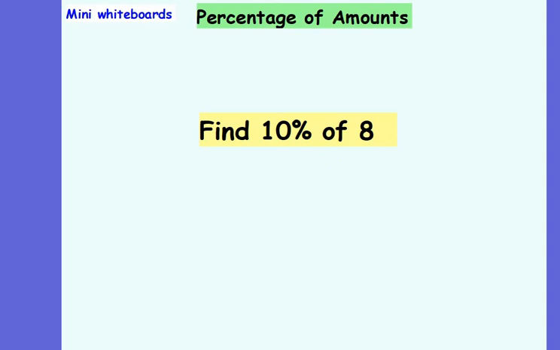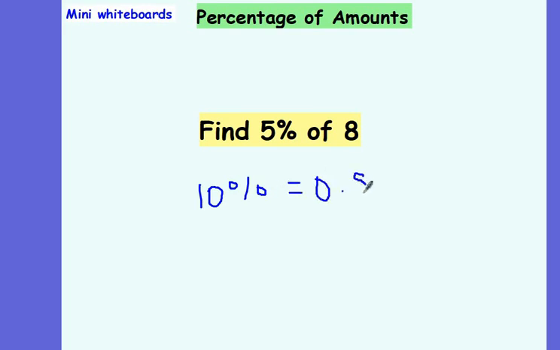How about now? Pause the video, have a little think. Same again, we're doing 8 divided by 10, which gives me 0.8. How about now then? Okay, this time we can find 10%, which gave us 0.8, and we were happy.